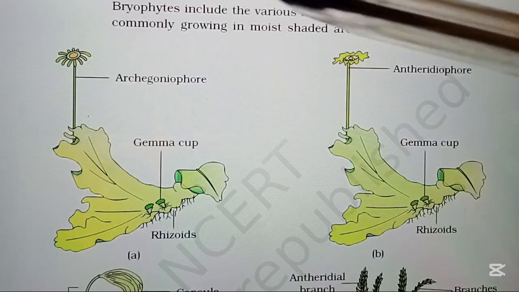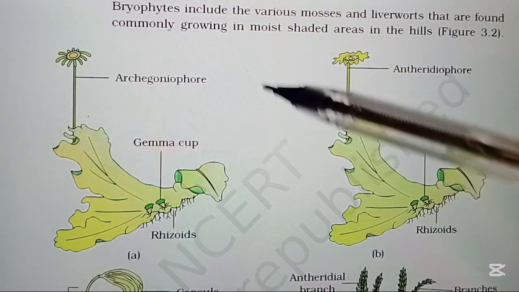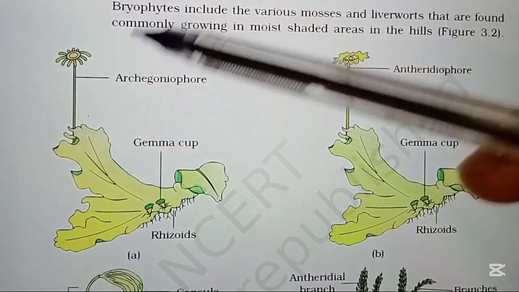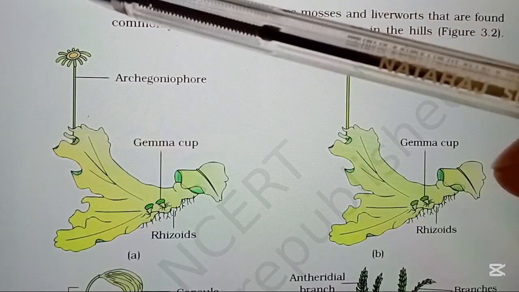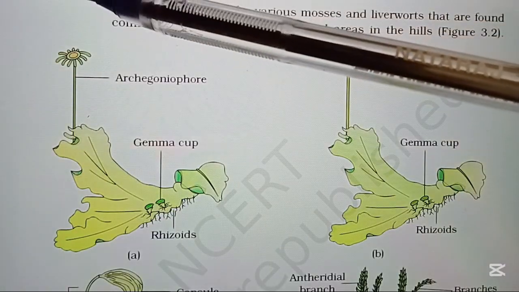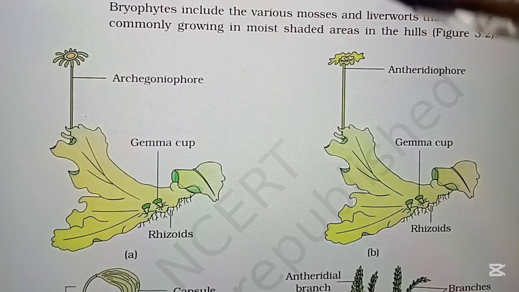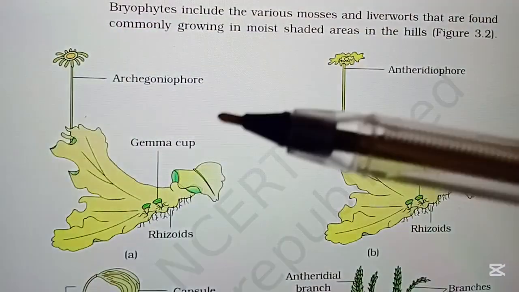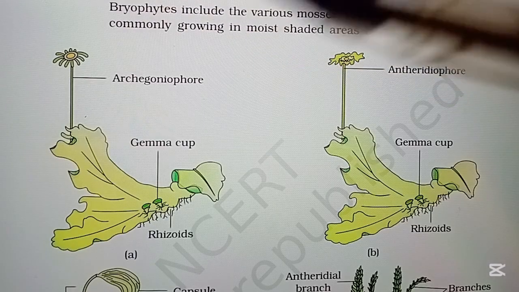When you're going through this video, make sure you write small notes as well. So it is an umbrella-like stalked, S-T-A-L-K-E-D, stalked structure at the top. So it's an umbrella-like structure. And this archegoniophore bears the female sex organs, the archegonia, A-R-C-H-E-G-O-N-I-A, and they are the female sex organs found in the archegoniophore. And the archegonia are the ones that produce the egg cells.